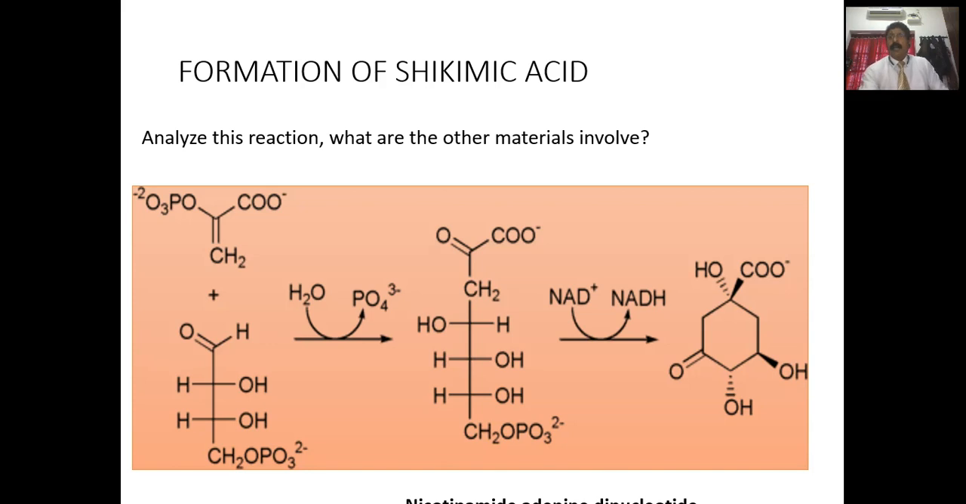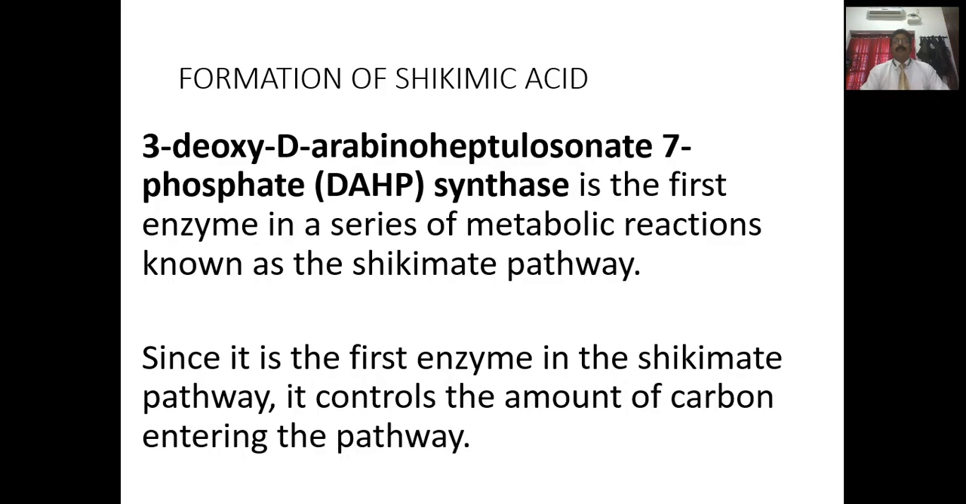But anyhow, it is cyclized and it forms first one compound, and next there are 2, 3 more reactions. After that only you get Shikimic acid. That every student should remember. But it is the precursor form of Shikimic acid. Understand? So now you can see what is the enzyme responsible. We are going to discuss the enzymes.